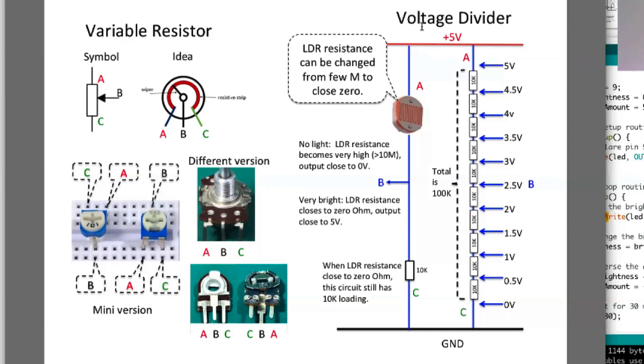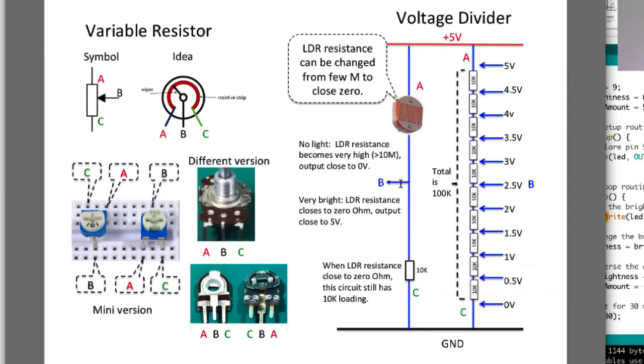Now, why can't I just connect from here all the way down? Because when you shine a light here, it becomes 0 ohm, and then it's a short circuit without this 10K resistor. So I have to put the 10K resistor here to protect this circuit. If this one becomes 0, the circuit still has 10K, okay?